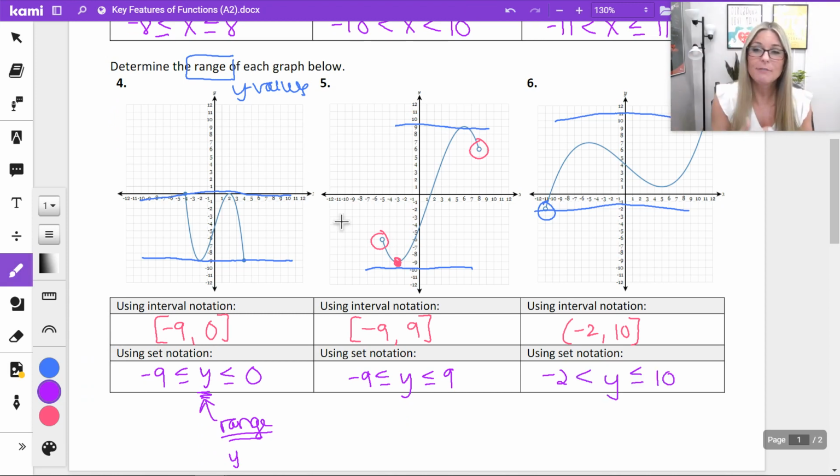Again, these are two different ways you can write your domain or range, interval notation or set notation. You don't have to use both. You can use them interchangeably, but pick one that you love, and Delta Math will work with you on that.